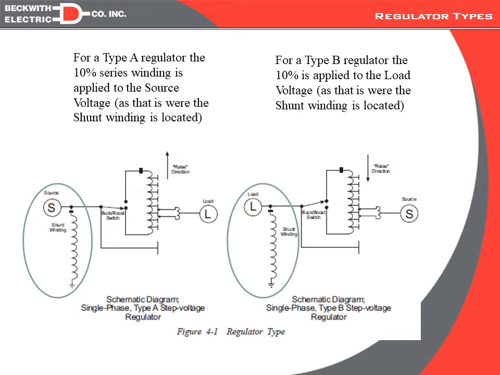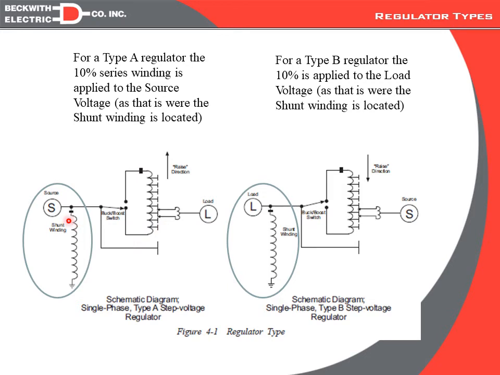Now, the reason we need to know the type regulator is because the percentage of regulation is a little different. And if we're going to calculate off a tap position, we got to know how much regulation per tap. So first of all, what is a type A versus a type B regulator? Basically, it's construction internal to the regulator. You still have a source, you still have a load. The difference is, where is the series winding? The series and the shunt windings of the regulator.